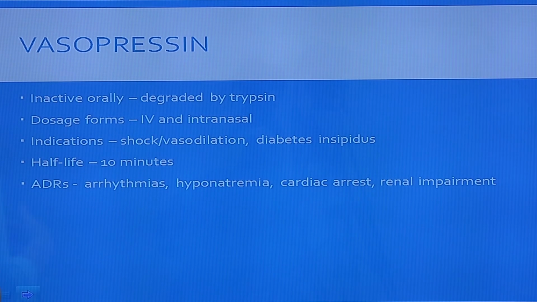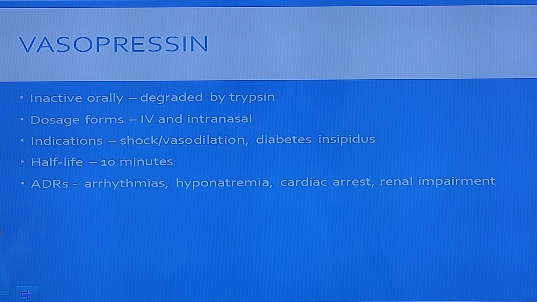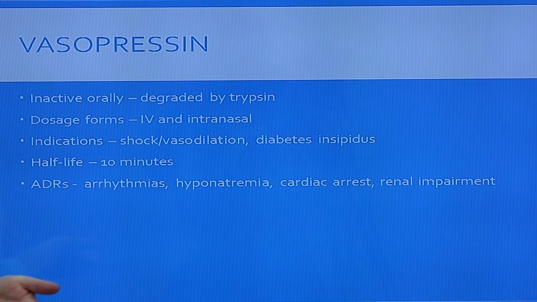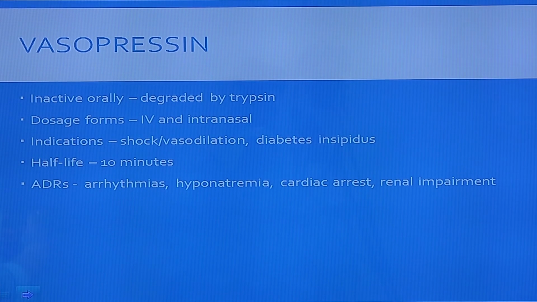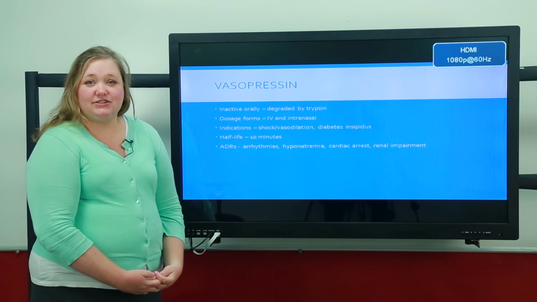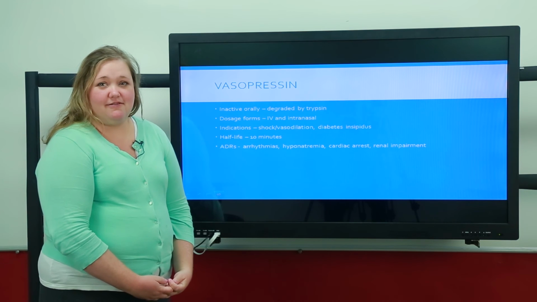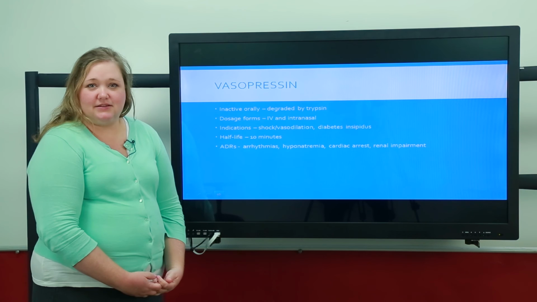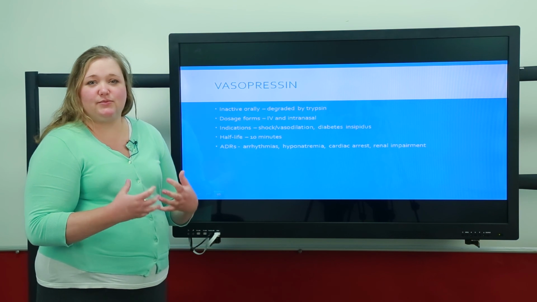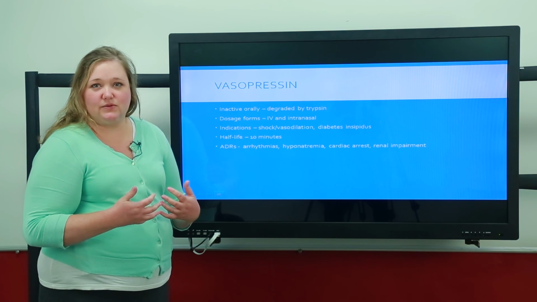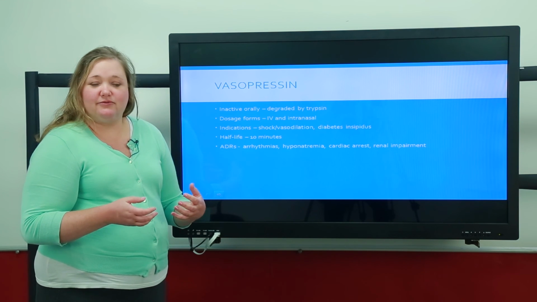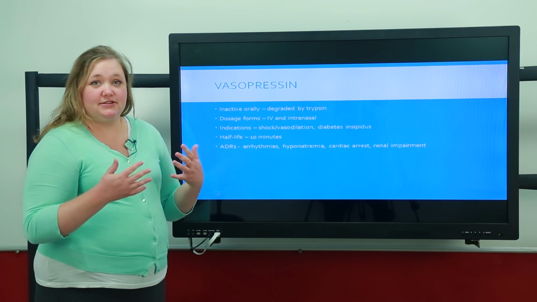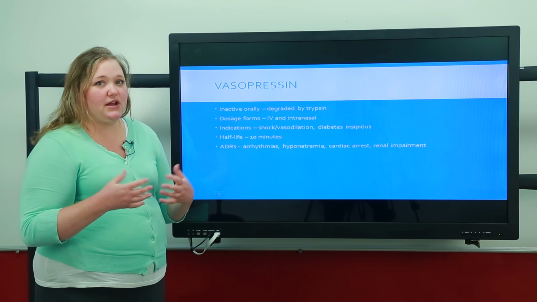So trypsin that is present in the GI tract would rapidly degrade vasopressin and prevent it from having any absorption and therefore any effect. The indications for vasopressin are shock and vasodilation. Thinking back again to the mechanism, vasopressin acts to increase water reabsorption and therefore increase the volume of blood, and therefore that's going to help with the presence of any type of vasodilation or profound vasodilation that's occurring.